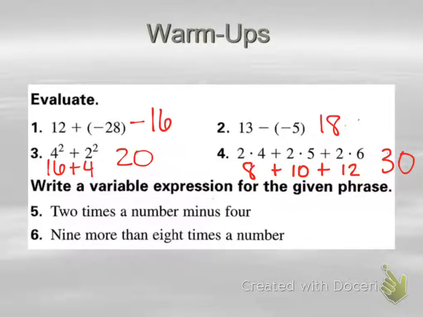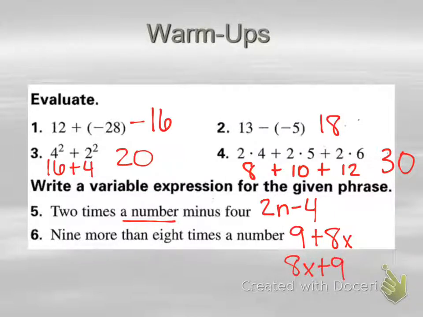All right, these next ones. 2 times a number minus 4. Okay, so we have to give that number a name, like n or x, whatever you want your variable to be. So 2n minus 4 works. If you used a different variable, that's fine. 9 more than 8 times a number. Okay, so one option would be to write 9 plus 8x or 8n. If you wrote it the other way around, 8x plus 9, that's the same thing, that's fine. Good.